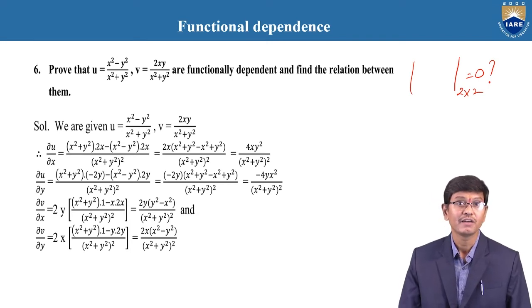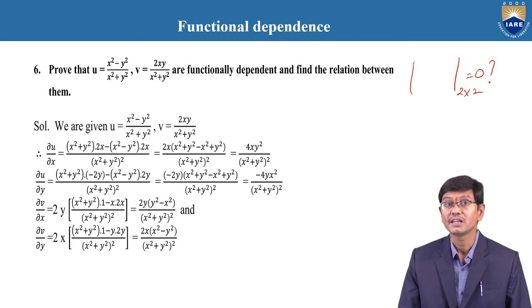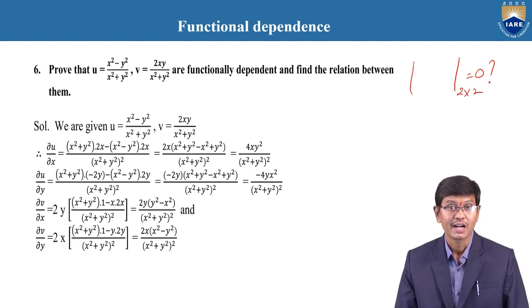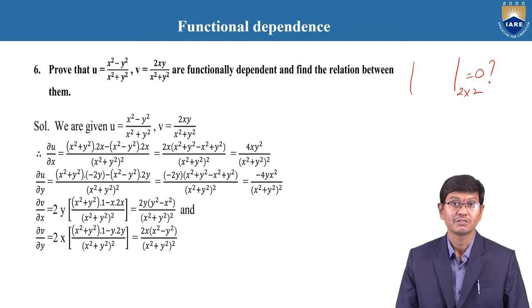And similarly, while we do this with respect to y, that is ∂u/∂y, treating x as a constant. Here it is also involving the numerator as well as the denominator. Therefore, the denominator into numerator derivative minus numerator into the denominator derivative, by the denominator whole square. And after simplification here also, you obtain minus 4y into x² by (x² + y²) whole square. And similarly, now we need to calculate ∂v/∂x and ∂v/∂y.